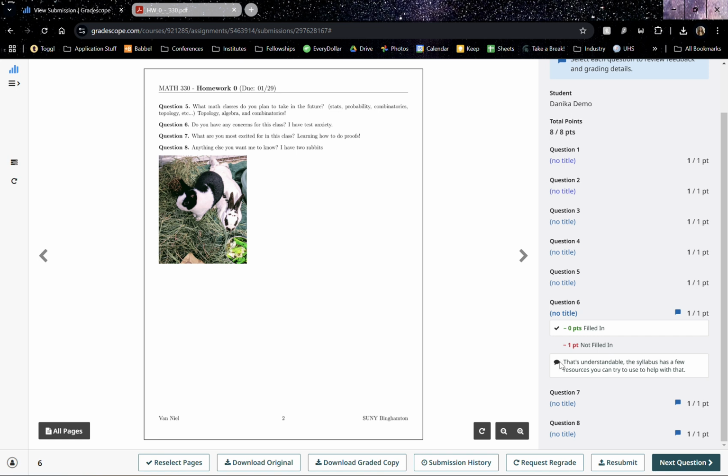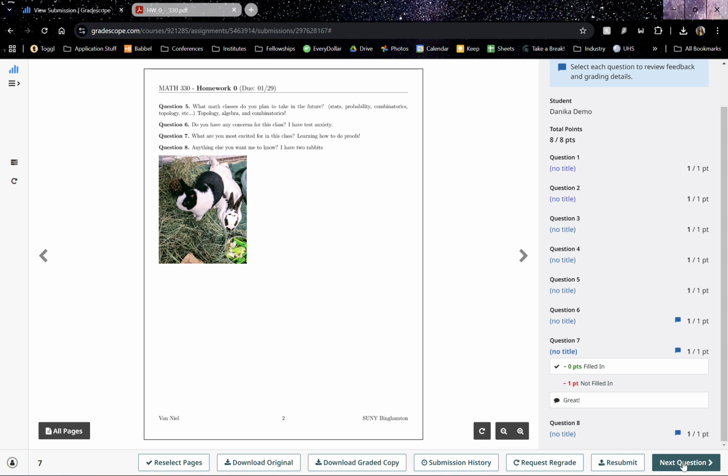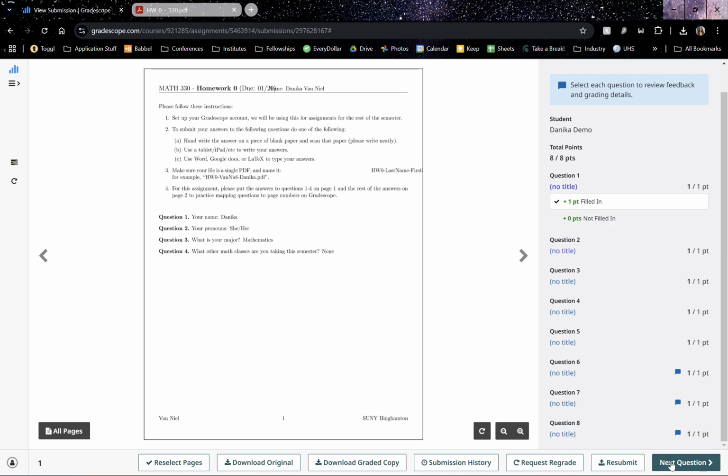And then the instructor, aka me, so that's understandable. The syllabus has a few resources you can try to use to help with that. And then on the next one, the instructor, aka me, said great. That was about learning how to do proofs, how I'm excited to do that. And then I said, they're so cute. Okay, so you can go through and see what I wrote.